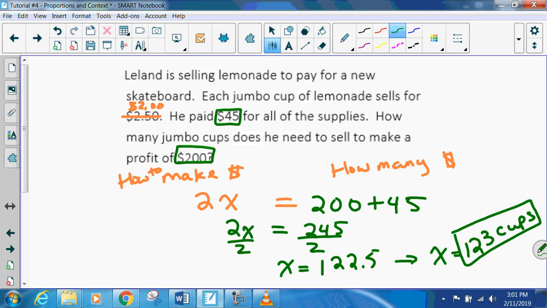So we're going to be on the lookout with these context problems. When we solve for X, we're like, wait a minute, what does X really stand for? And X stood for the number of cups that Leland was going to sell. You can't sell a half cup. I mean, technically you can just cut it in half and sell it to that person, but we're going to round up in this case.